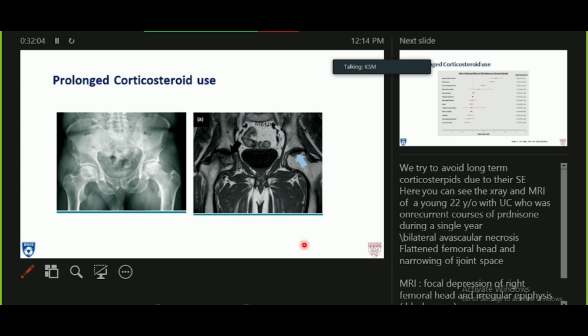We try to avoid prolonged corticosteroid use. It's not a maintenance treatment for this condition because you can get various side effects. This is an example of, does anyone know what this is? Yes, this is bilateral avascular necrosis, where you see narrowing of the joint space, and you can see flattening of the femoral head, both on X-ray and also on MRI.